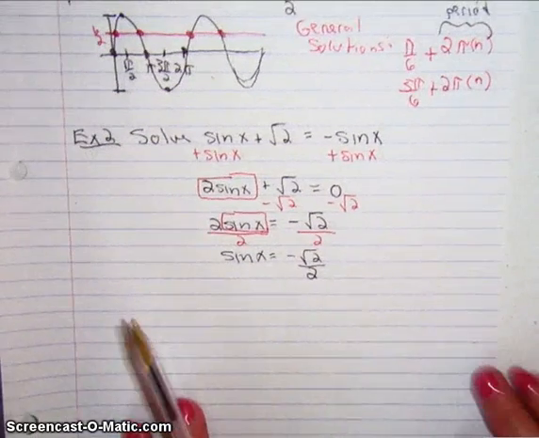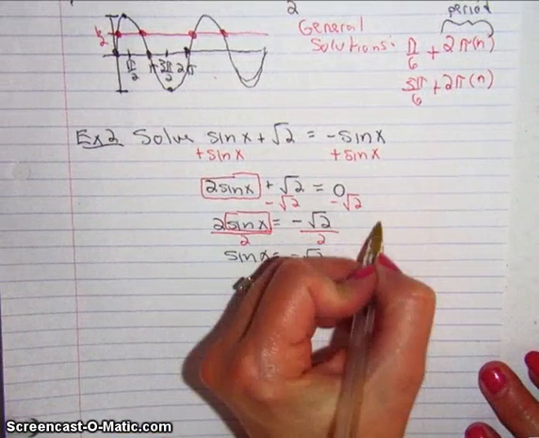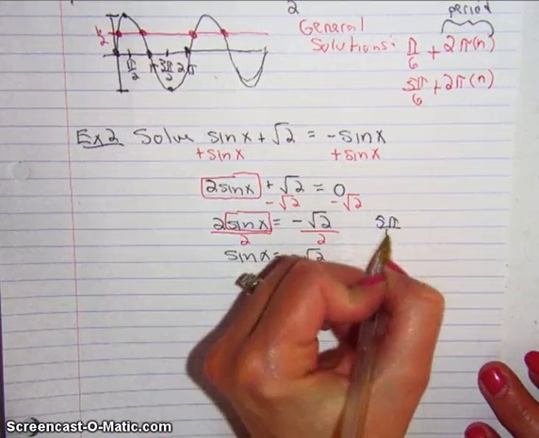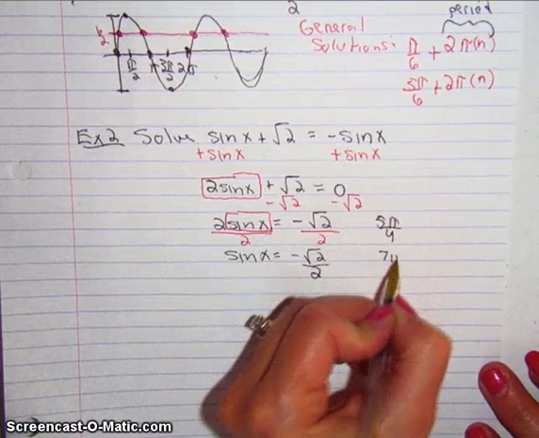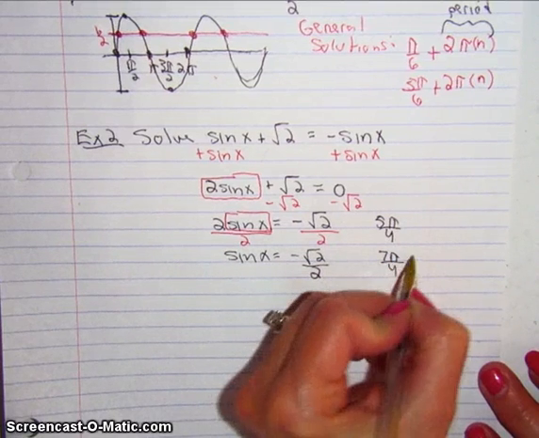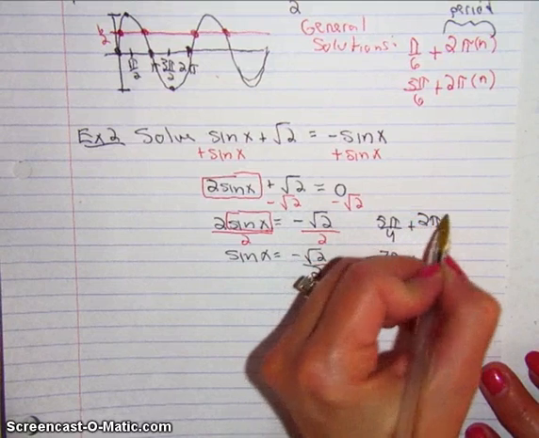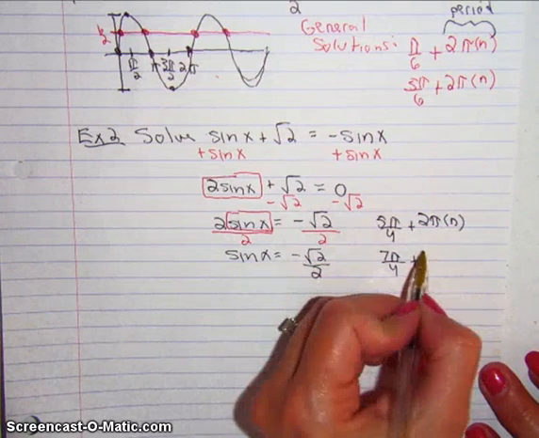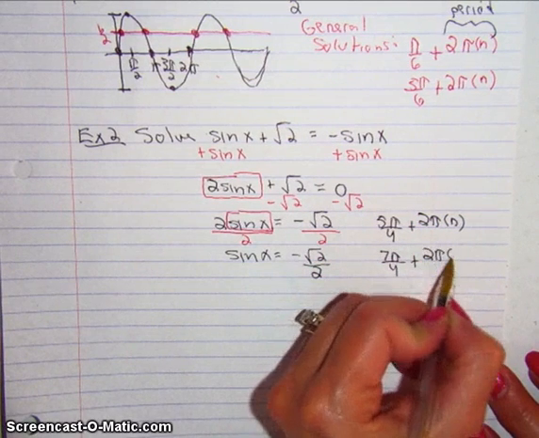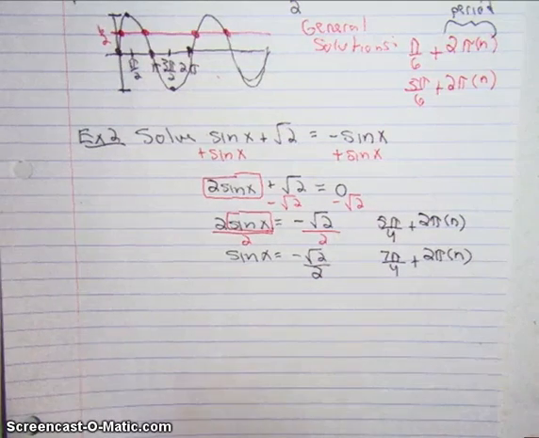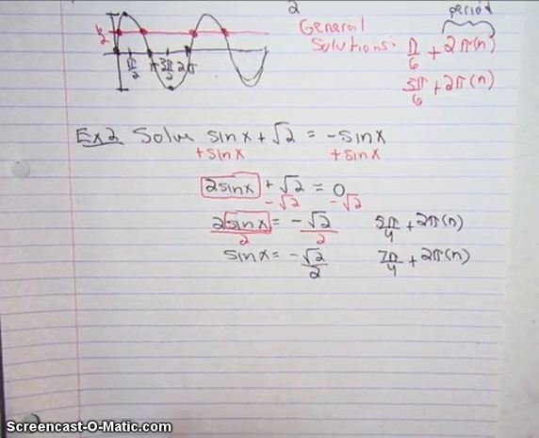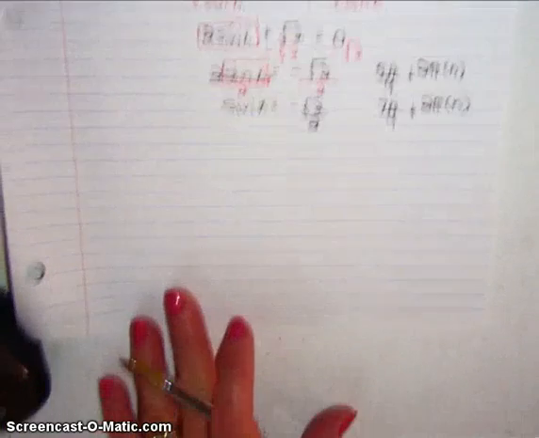Okay? And if we write them as general solutions, it would be 5 pi over 4, 7 pi over 4, plus 2 pi times n. Any multiple of 2 pi. The answer will repeat itself. All right, how was that one? Not so bad? You are master solvers then.